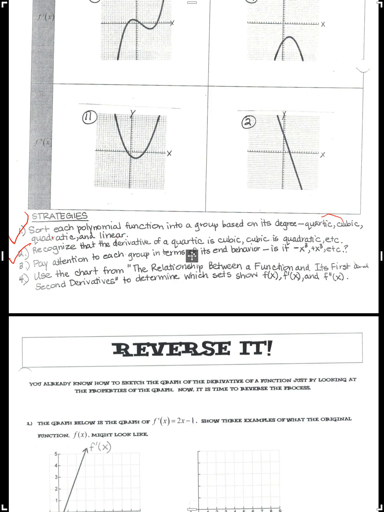Third thing, pay attention to each group in terms of its end behavior. Is it negative x cubed or positive x cubed, etc.? Because negative x cubed would start from the left like this and come down, and that would change its derivative than if it started down and came up. Okay, so you want to pay attention to that. And then, of course, use the chart of the relationship between a function and its first and second derivative to determine things like when the first derivative is positive, the original function's increasing. When the first derivative is negative, the original function's decreasing, and so on and so forth.